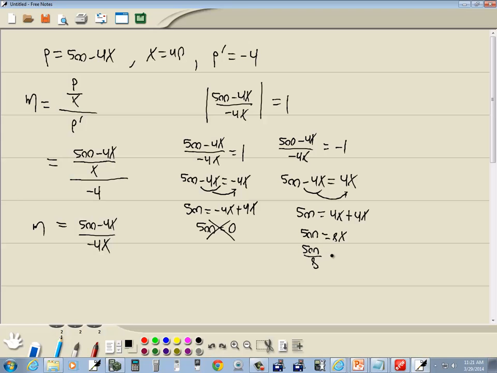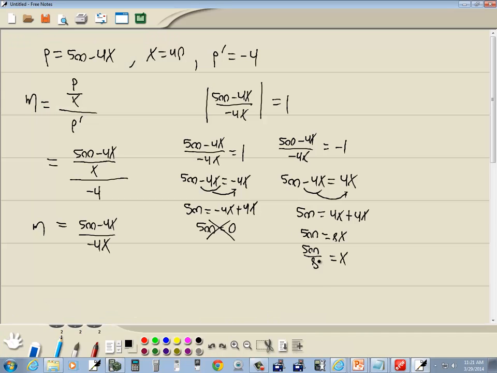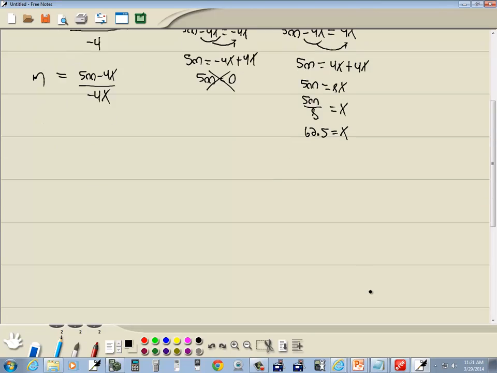So 500 divided by 8, and what does that give us? 62.5. Do decimals make sense? Probably depends upon your application. If you're making individual units, it probably doesn't make sense. But if you're selling gallons of whatever, then it probably does make sense. In an earlier problem I did today, I took it to 1 decimal place. Originally I had rounded more, and it was interesting the difference between them.